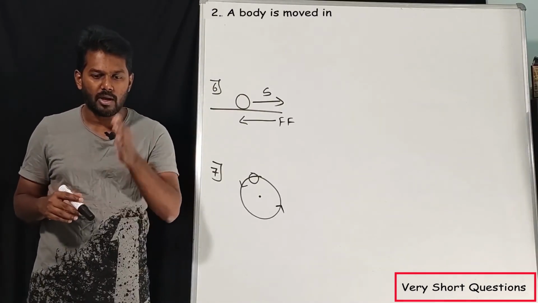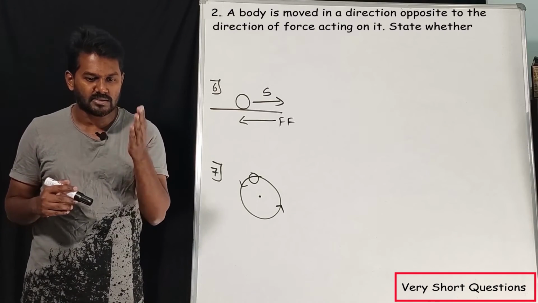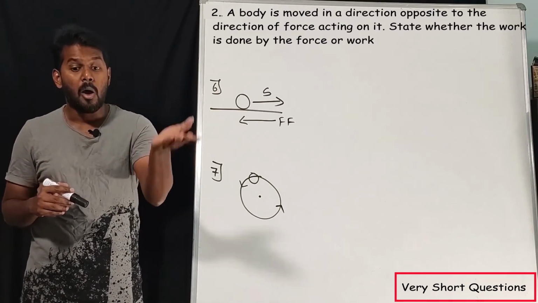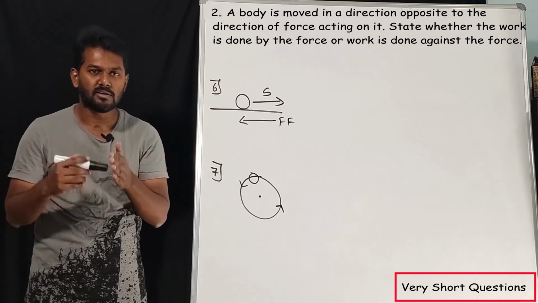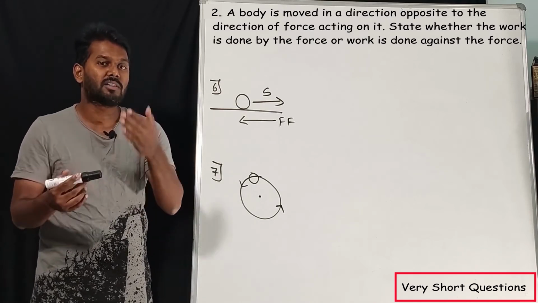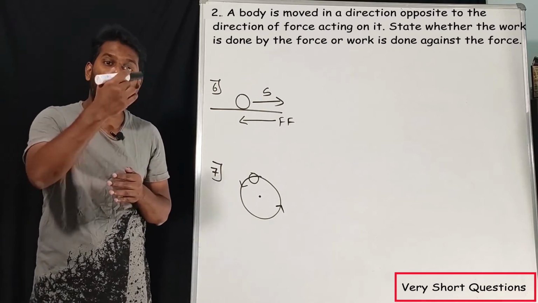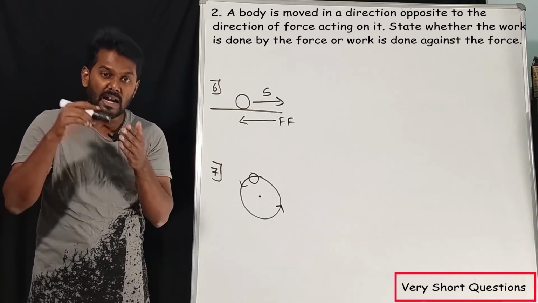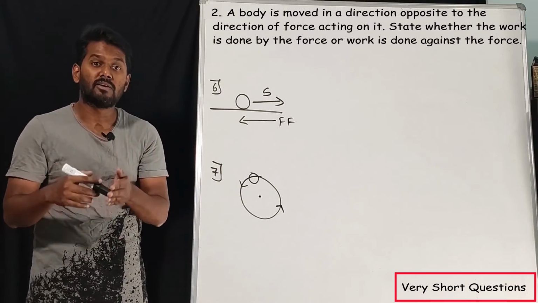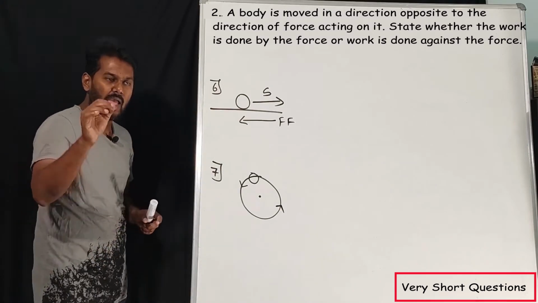A body is moved in a direction opposite to the direction of force acting on it. State whether the work is done by the force or work is done against the force. Very simple question. Whenever the direction of force is exactly opposite to the direction of displacement, then the work done will be negative. In that kind of situation, work done will be against the force. How? We are going to see with an example.